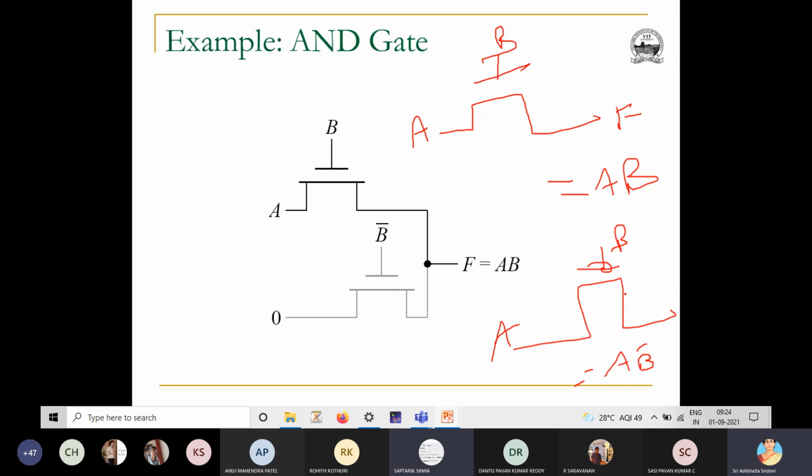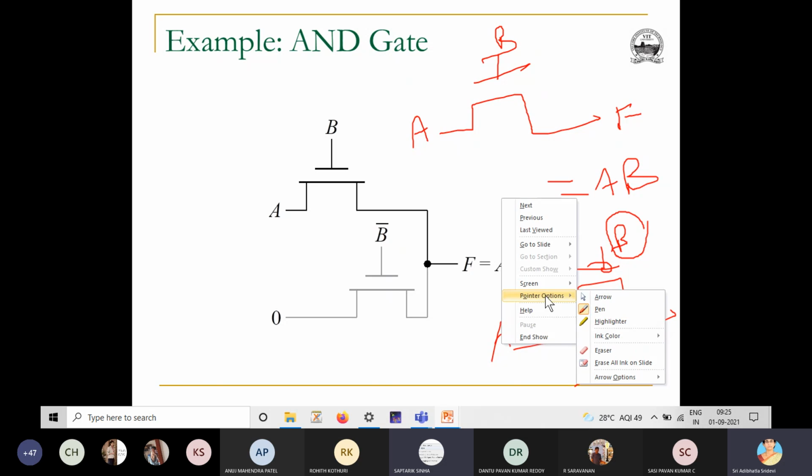Ma'am, that is for PMOS? Yes, that is for PMOS. So this is A into B bar. This is A into B. This is A into B bar. So obviously, if you want AB, what you have to do? You have to replace B with B bar. The logic is A into B bar for the PMOS, A into B for the NMOS. Simple.